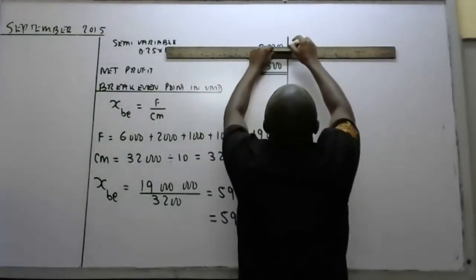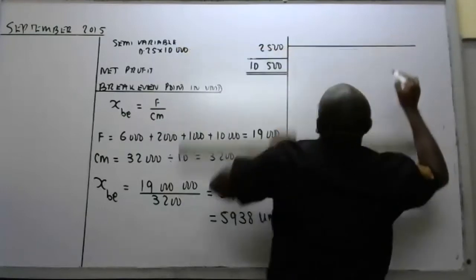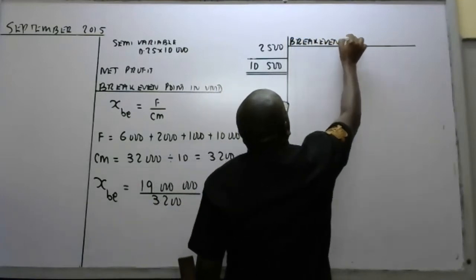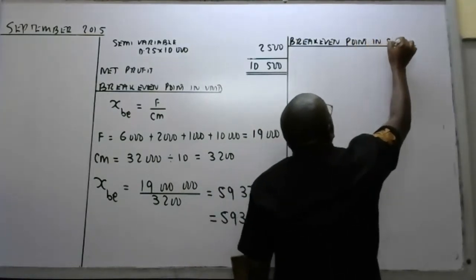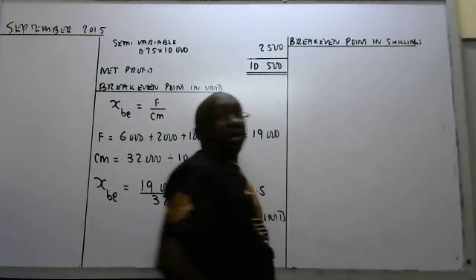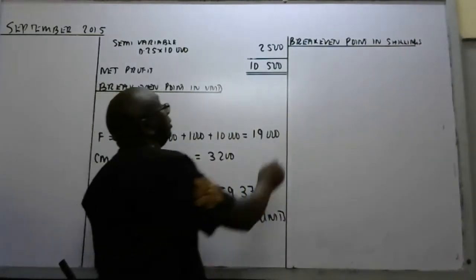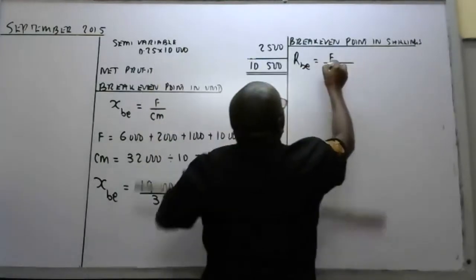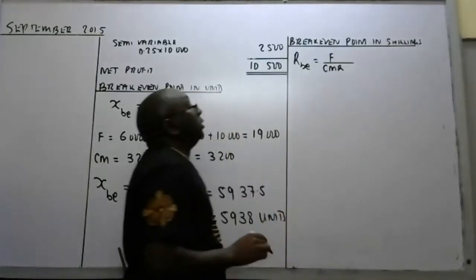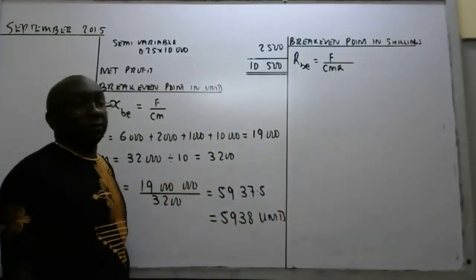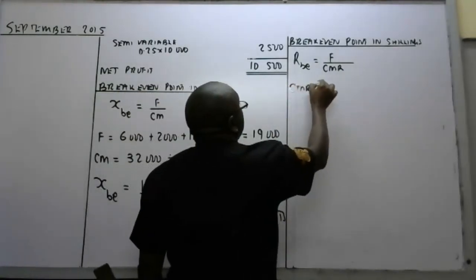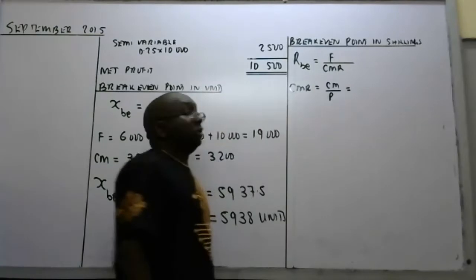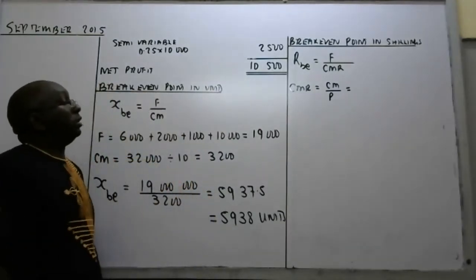Then break even point in shillings or in value. RBE is F divided by contribution margin ratio. The contribution margin ratio is the contribution margin divided by the price.